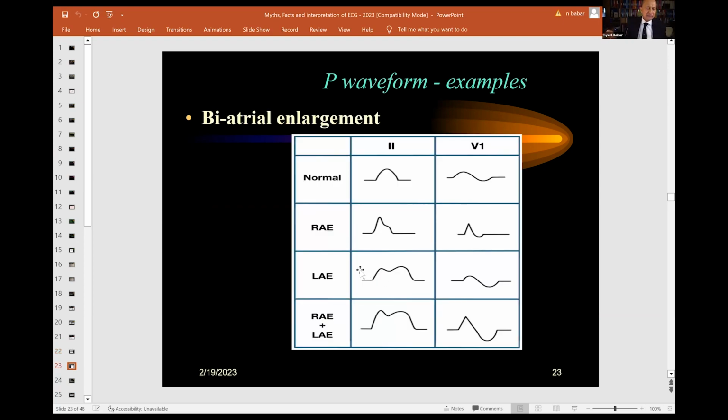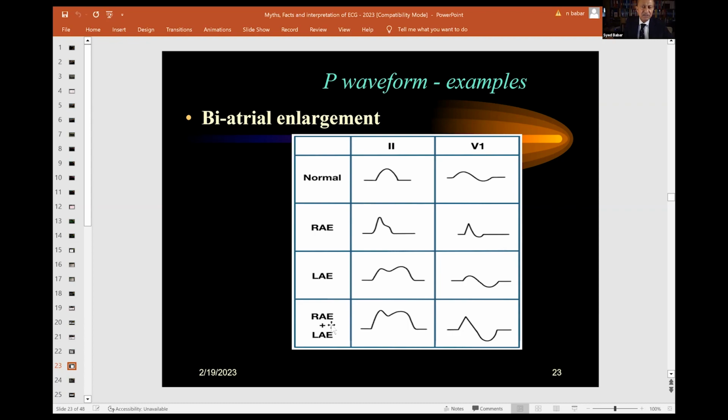So what happens if both atria are enlarged? So the normal P wave is unimodal, going up and then coming down, and in V1 it is bimodal, upright and downgoing as well. Right atrial enlargement will have the first part going up and the second part, which is left atrium, coming down slowly. Left atrial enlargement is when the first part is small, followed by a plateau, and the left atrium then continues with the upslope and then comes down.